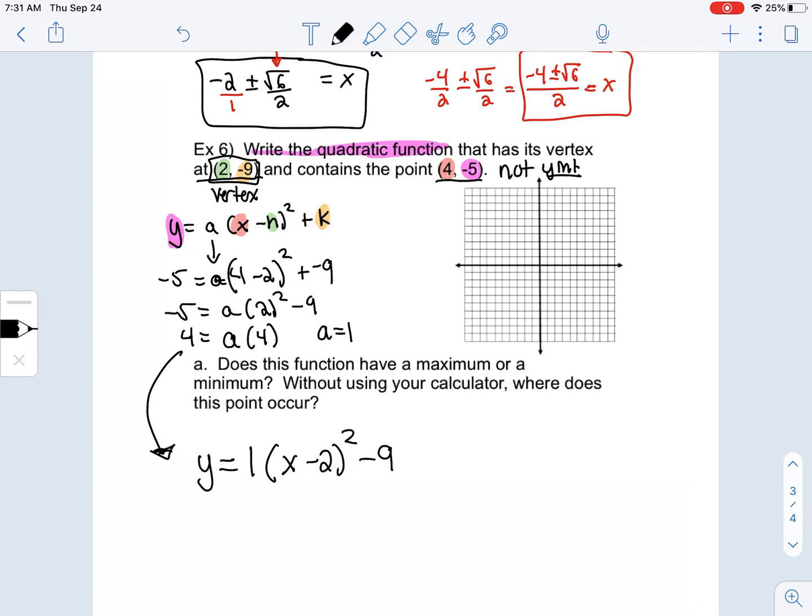Now, the question is, does this function have a maximum or a minimum? And without using your calculator, where does this point occur? So think about whether or not this parabola opens up or down. If the parabola opens up, then it's going to have a minimum value at the vertex. If the parabola opens down, then it's going to have a maximum value at the vertex.